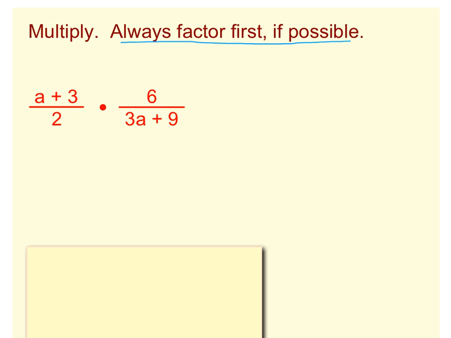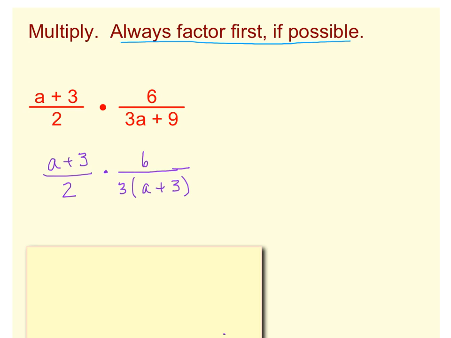The first fraction, you have this a plus 3. Anytime it's two terms, you want to see if there's a GCF or if it's a difference of squares. This is not a difference of squares pattern, and there is no GCF to take out. So that's going to stay as a plus 3 over the 2, which doesn't change, can't factor one term, times. Now the 6 will stay, but we want to take a look at the 3a plus 9. Two terms, look for a GCF first. Looks like we can take out a 3, and that's going to leave you with an a plus 3.